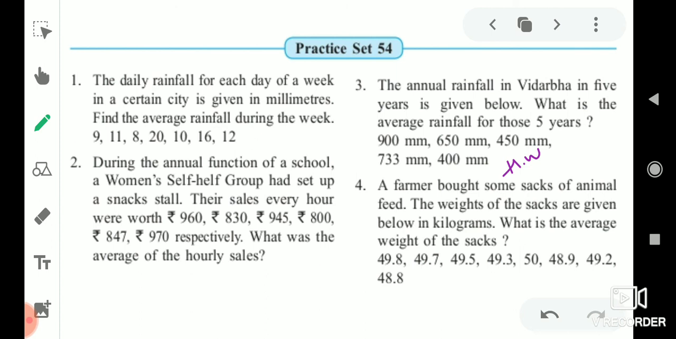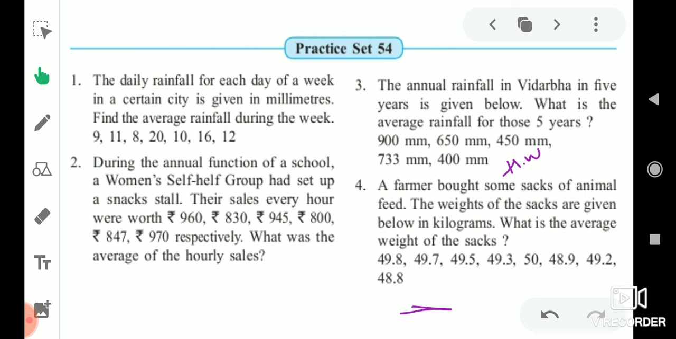who bought some sacks. Sacks means, some sacks of grain he bought for animal feed. The weights of the sacks are given: 49.8, 49.7, 49.5 and so on. We have to calculate the average.